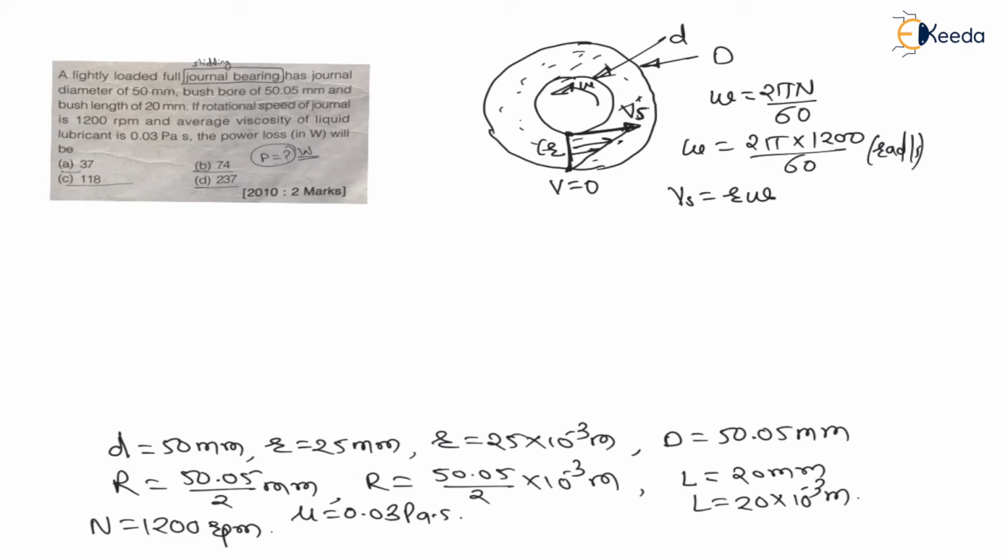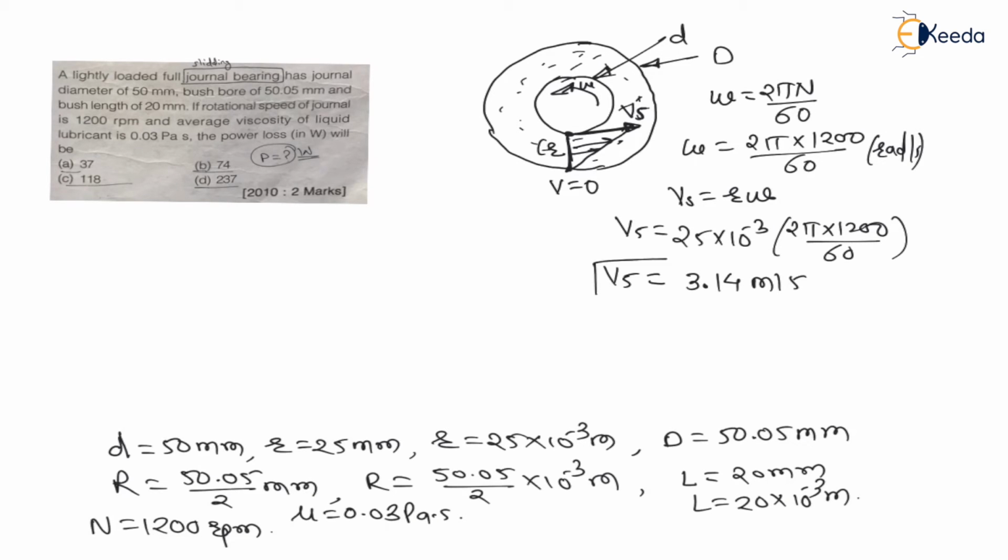Velocity of shaft is equal to radius of shaft, which is given as 25 into 10 to the power minus 3 in meters, times angular velocity, which is 2 pi into 1200 divided by 60. Now let us solve for this velocity of shaft. You will get 3.14 meters per second. That is the velocity of shaft, and velocity of bearing is 0.